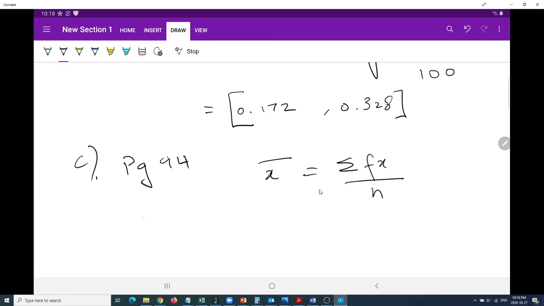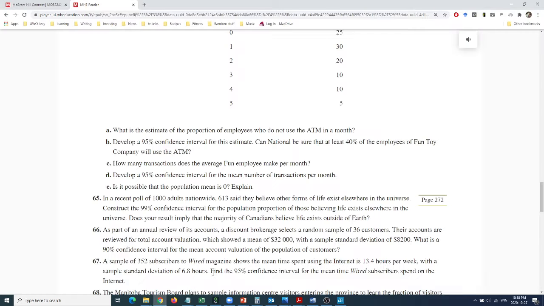And now when it comes to sample standard deviation, that's your part D. Develop a 95% confidence interval for the mean number of transactions per month. You need to calculate a 95% confidence interval. So that is going to be x bar plus or minus. You can use t distribution or z distribution here because the number of transactions is high. Let's just stick to t. Degrees of freedom, alpha, into standard error of x bar. That is going to be a confidence interval.